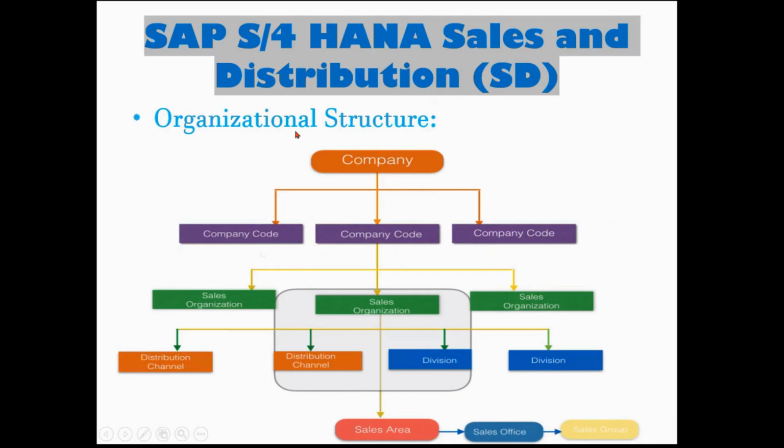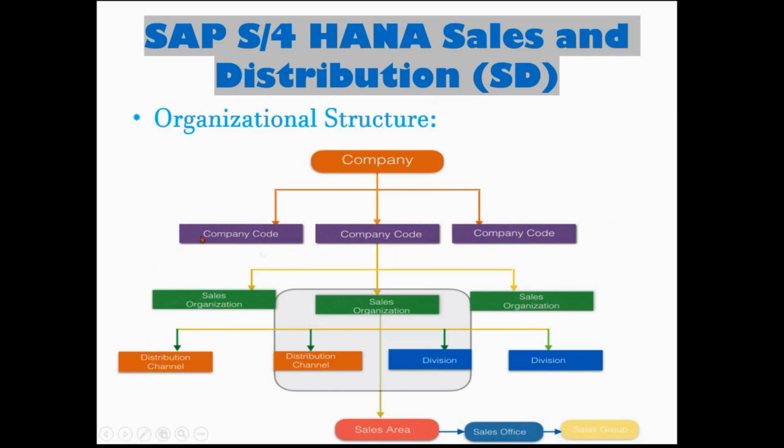Mostly, company and company code are related to the financial org structure. At the company and company code level, all the financial transactions we are dealing with, like profit and loss, whatever financial transactions you are doing, those things we have to maintain under the company and company code level. So company and company code will be maintained by the FICO consultant.